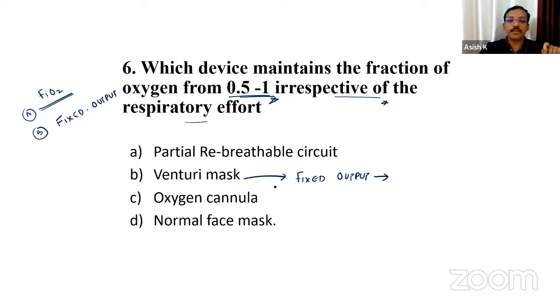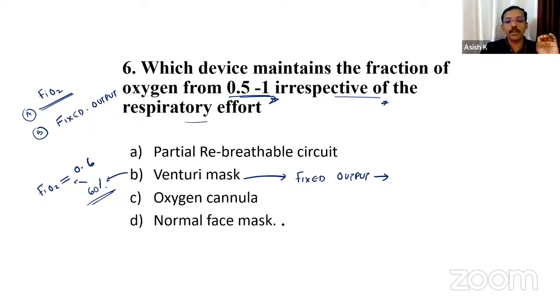So that is the one thing. Whenever you look at an oxygen delivery device, two points you should see. One is how much the FiO2 is. Number two, is it a fixed oxygen delivery device or something which depends on patient effort. Among the four options, the Venturi mask is the one which actually gives you fixed output. It can give you a maximum of 60% FiO2, or you can say FiO2 is equal to 0.6. That is one point you should understand.